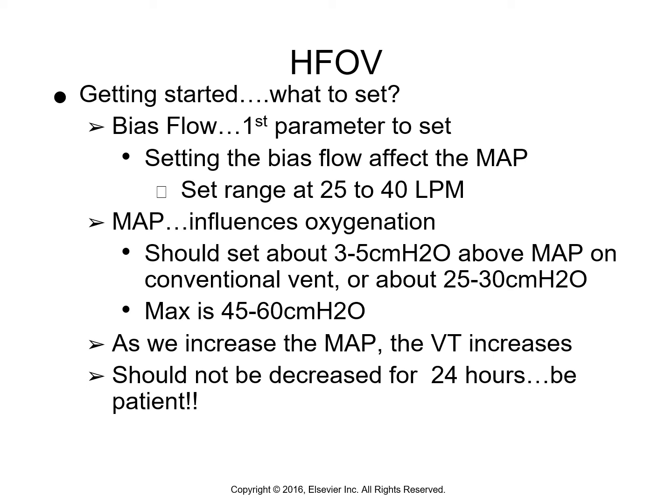Now that we talked about the bias flow, looking at the mean airway pressure, we would like to set that about 3 to 5 centimeters above the mean airway pressure on the conventional ventilator. So if your mean airway pressure is, let's say, 20 on your regular vent, because it's probably going to be higher as you're starting to max out your settings on the conventional vent, you're going to start at maybe 23 or 25. 25 to 30 is actually a fairly normal value. Max is about 45 to 60.